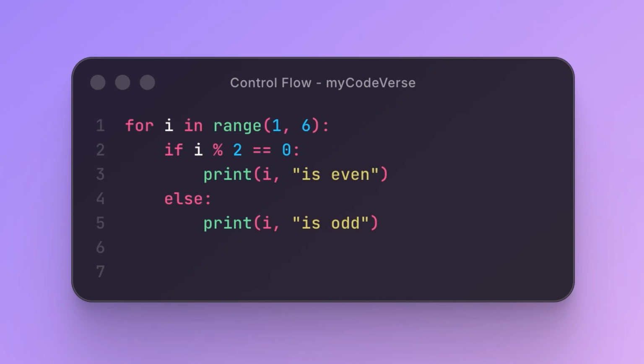Okay, pause for a second. Before I run this, don't look at the screen. Just think. This loop goes from 1 to 5. For each number, Python checks one thing. Is this number divisible by 2? If yes, it says even. Otherwise, odd. So quick challenge for you. What do you think the output will be? Type it in your head or in the comments. I'll wait.